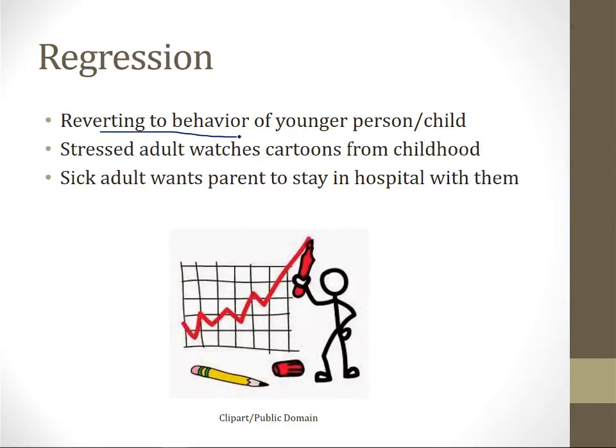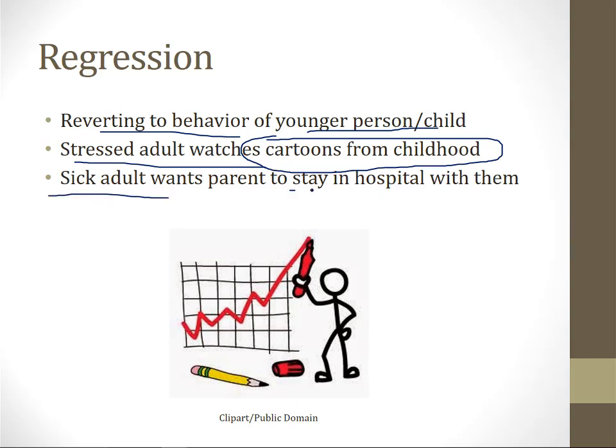Regression means reverting to behavior of a younger person or child. So for example, if an adult is stressed out and goes back to watching cartoons from his or her childhood, that could be considered an example of regression. Or if a sick adult wants a parent to stay in the hospital room with them and cuddle with them, that's another example of regression.